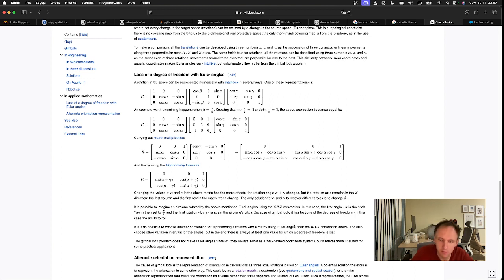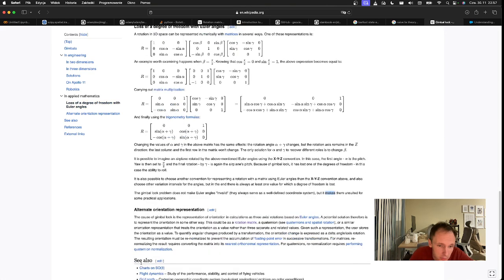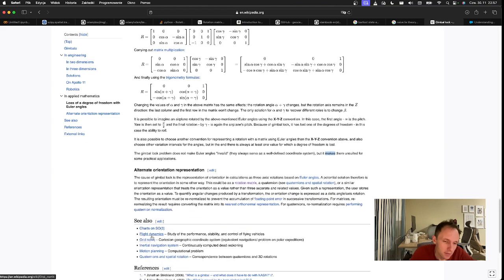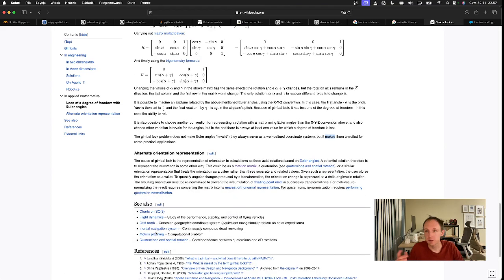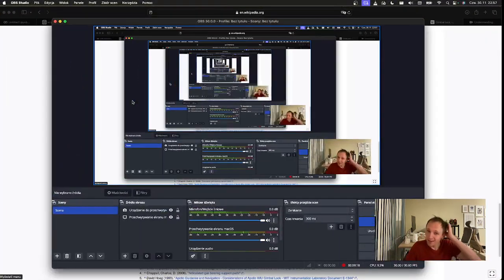Yeah. So it makes the Euler angles unsuited for practical applications. So yeah, just something that I had to mention about those two. That's it. See you later.